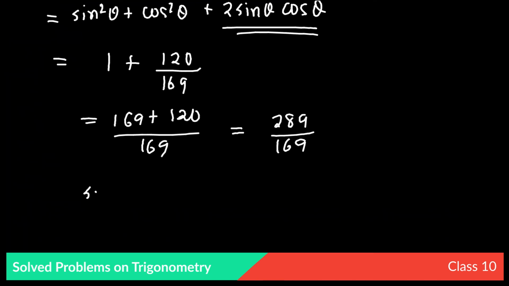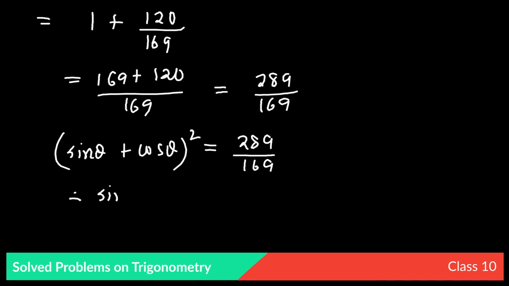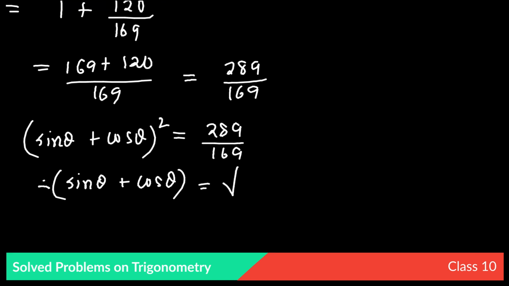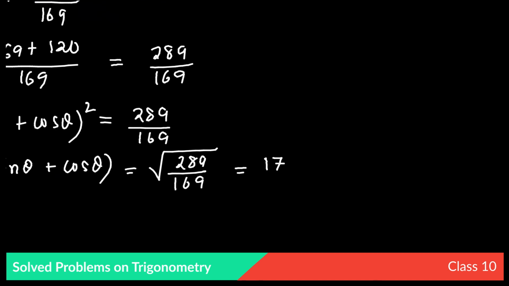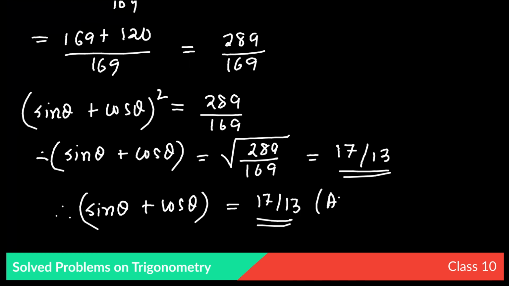So we have got that sine theta plus cos theta whole square is equal to 289 by 169. So from this we can write that sine theta plus cos theta is root over 289 by 169. So it is 17 by 13. So the required answer, the value of sine theta plus cos theta, is 17 by 13. This is the required answer for this question.